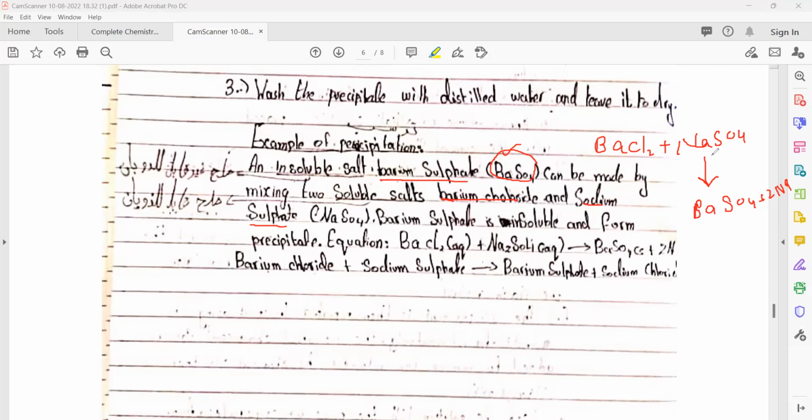Understand? Easy? Yes, my dear? Okay, that's great. Alhamdulillah. Very simple. This is a precipitate equation also written here. This one. Okay? Easy? Yes. Alhamdulillah. NaCl also comes with it.